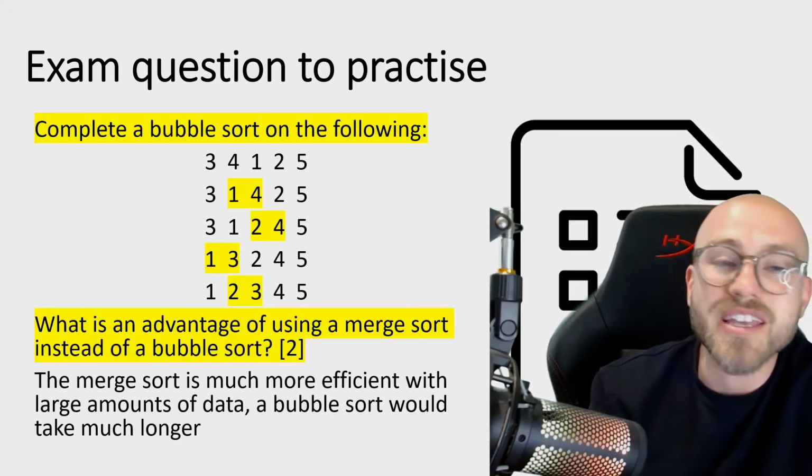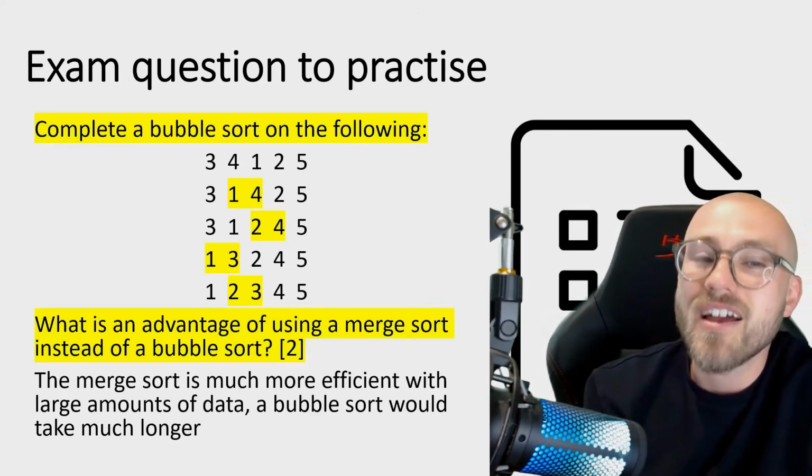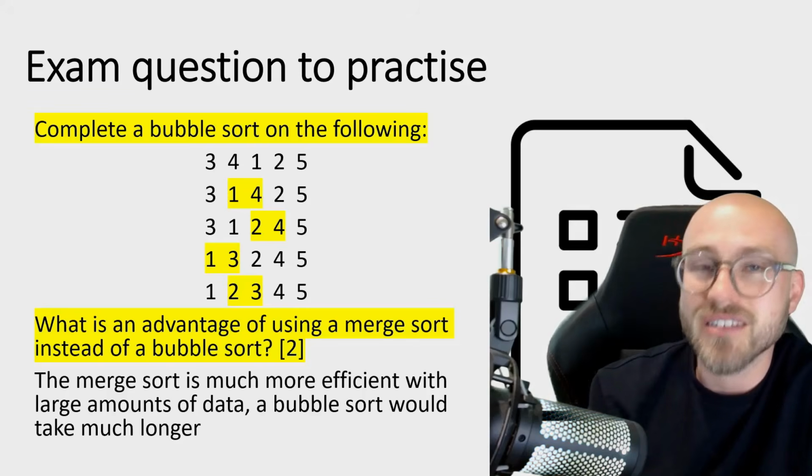We then go back to the beginning. 3 gets compared to the 1. It's going to swap because it's larger than it. And then the 2 gets compared to the 3, and it's going to swap because it's larger than it. And that is our sort done.